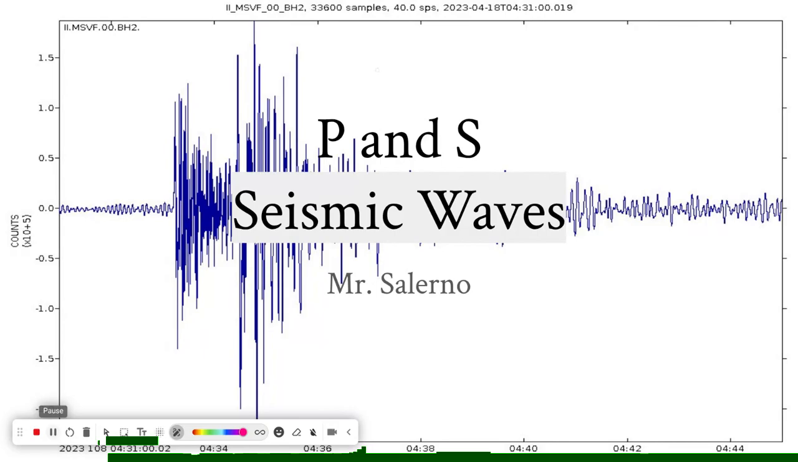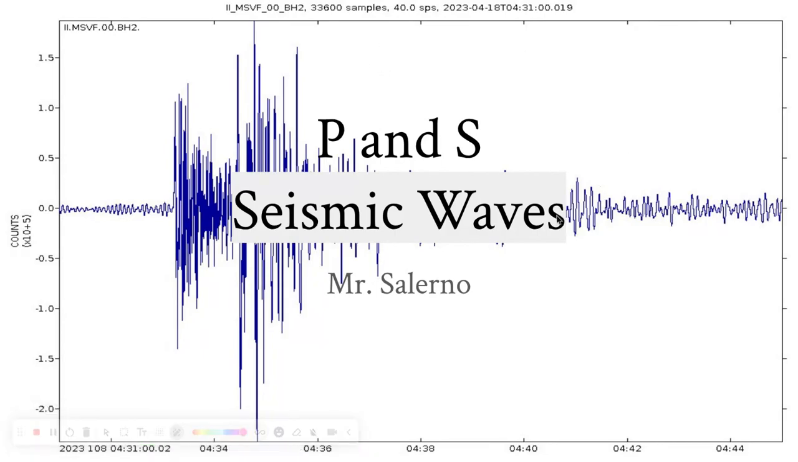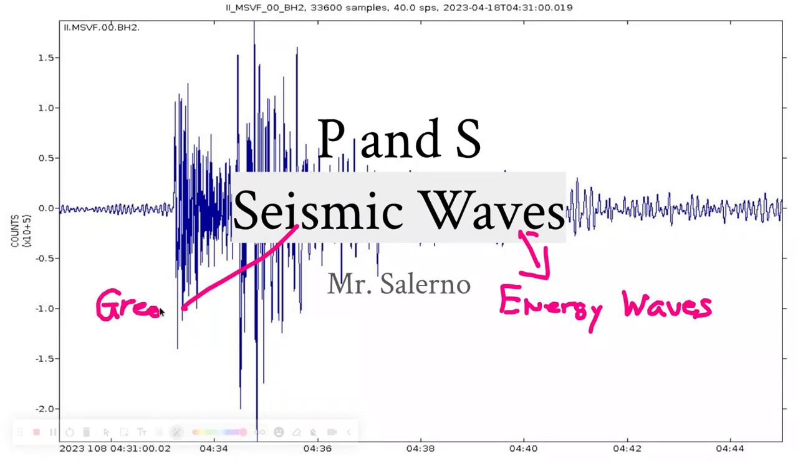So seismic waves, they're energy waves. So we should put a little arrow there and say they're energy waves caused by earthquakes. And the word seismic is a Greek word. It comes from the Greek word seismos. Seismos. And it just means shock.